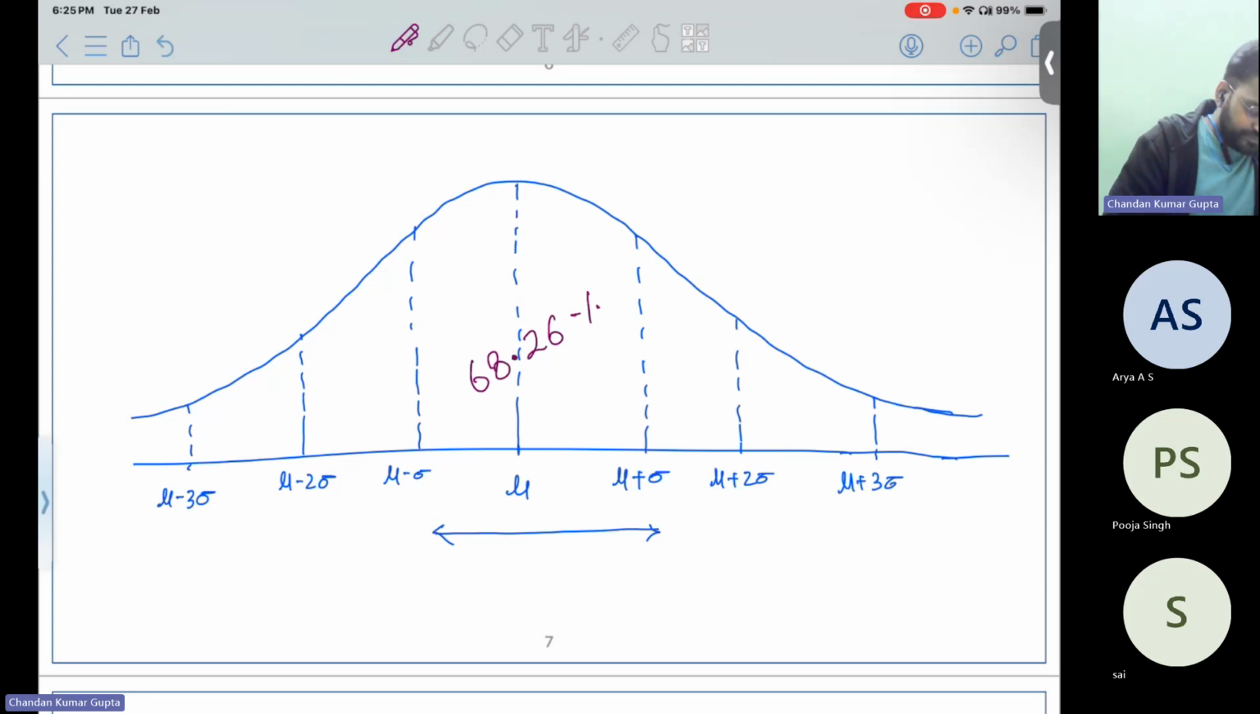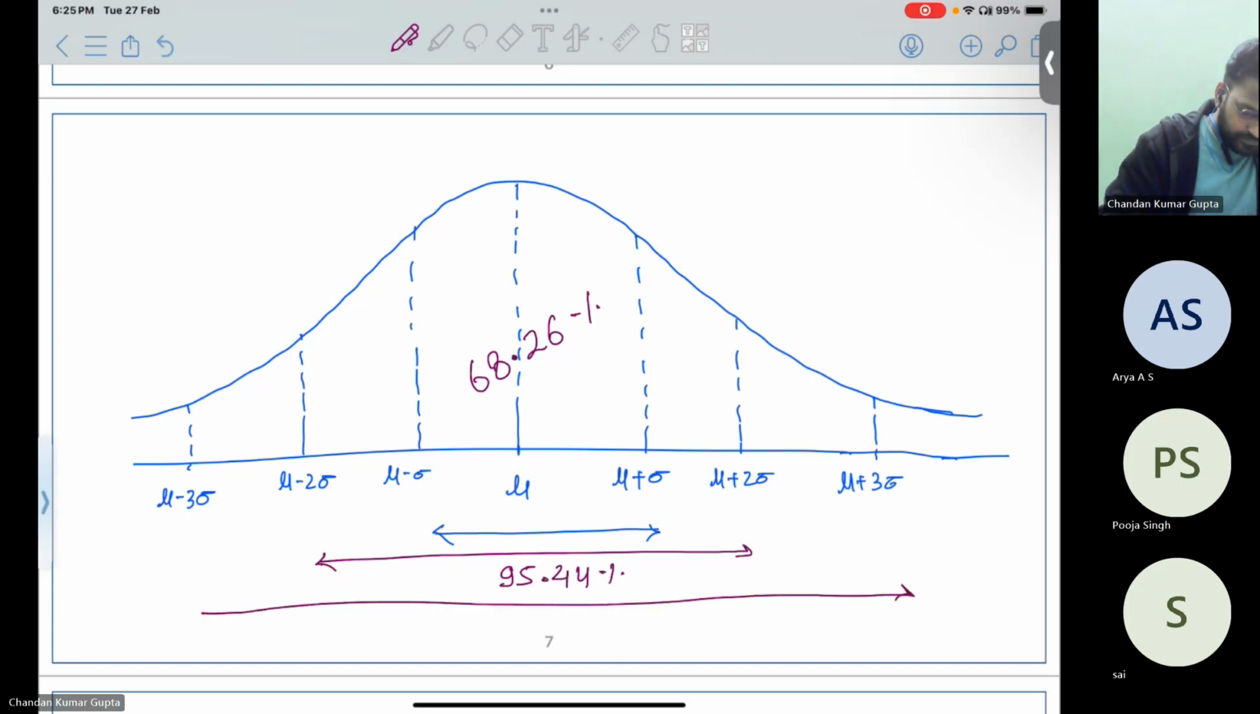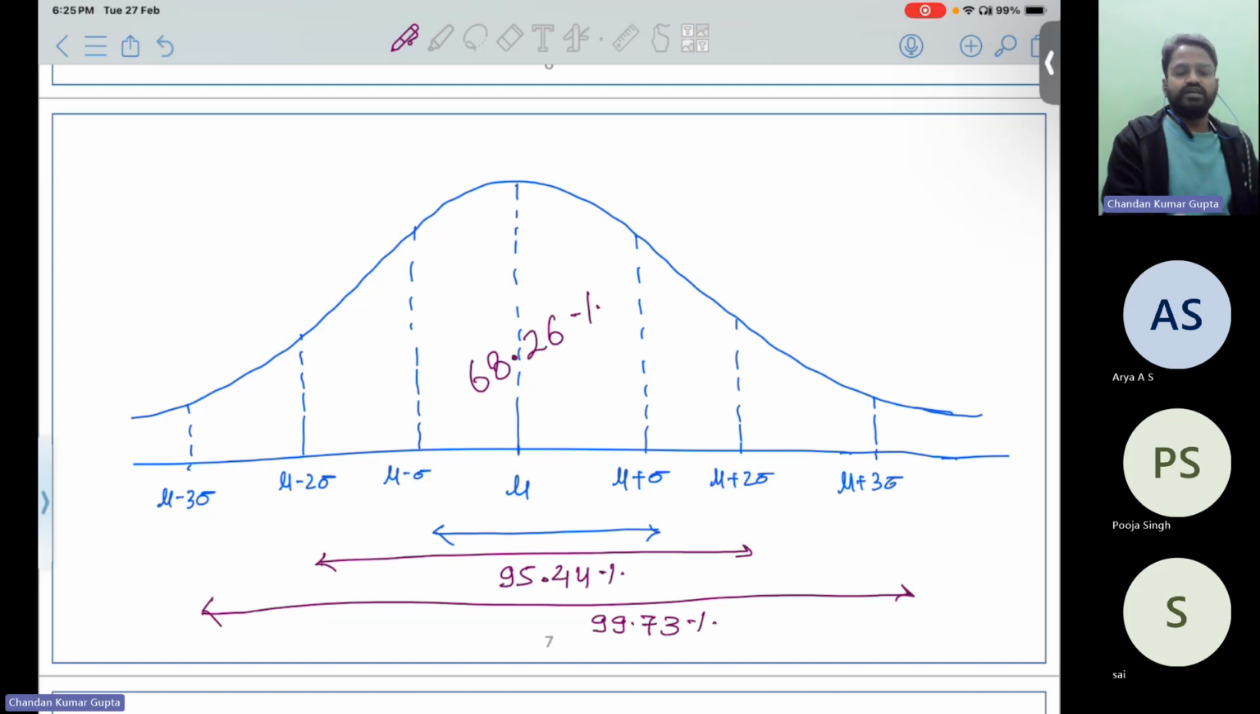Also, for plus minus 2 sigma, about 95.44% of the probability lies. And in case of 3 sigma, it is around 99.73% of the probability. So overall, we can say that within mu plus minus 3 sigma, 99.73% of the probability lies.